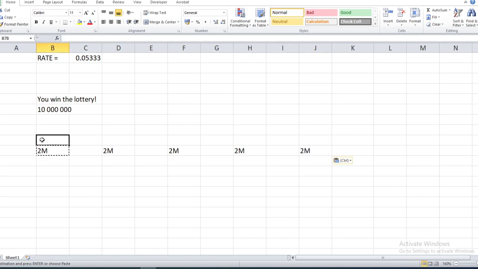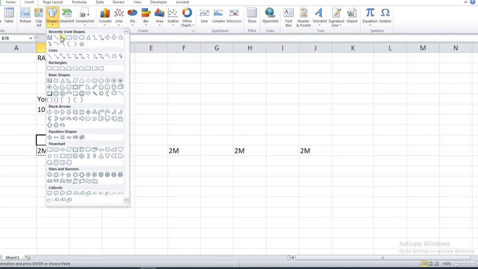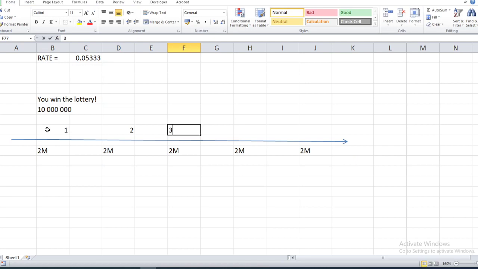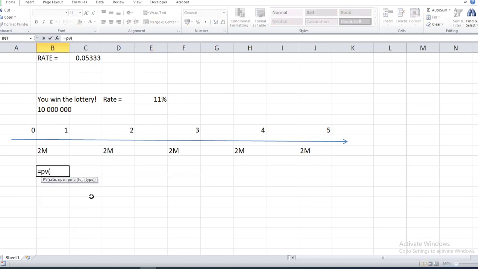So this is a timeline over here: year 1, year 2, year 3, year 4, year 5. You're wondering how much you are actually winning today, right now. That would be, of course, PV, open the brackets, rate. We need the rate. Let's say the current market interest rate is 11%. So equals PV, rate is 11%, number of periods is 5, PMT is 2 million positive.